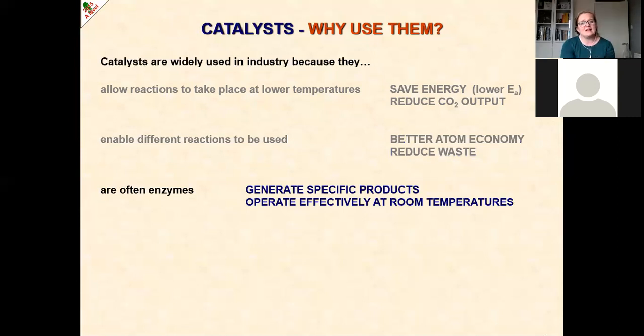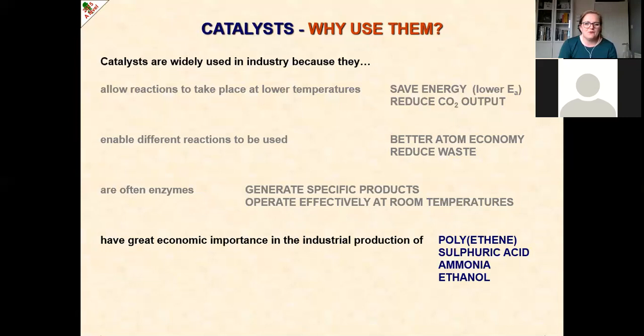And they're often enzymes, like I was saying. They're often enzymes because enzymes generate a specific product and they operate effectively at room temperatures, which is great. Enzymes love room temperature. And they have great economic importance in industrial production of things such as polyethylene, sulfuric acid, ammonia, and ethanol. So they're used a lot for making those.